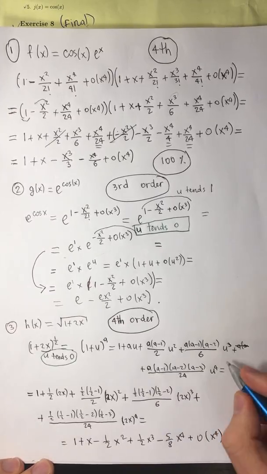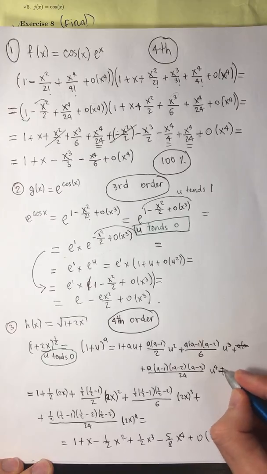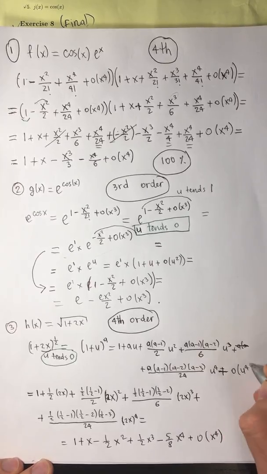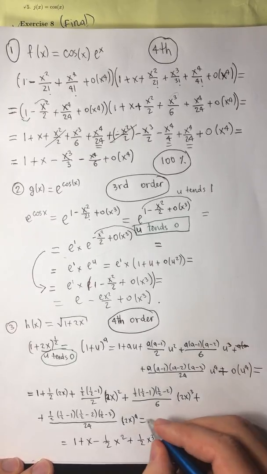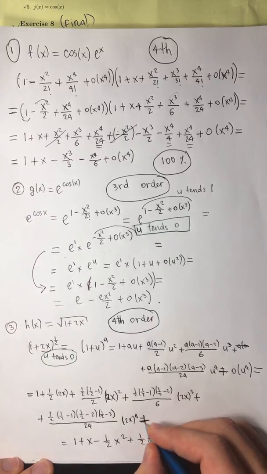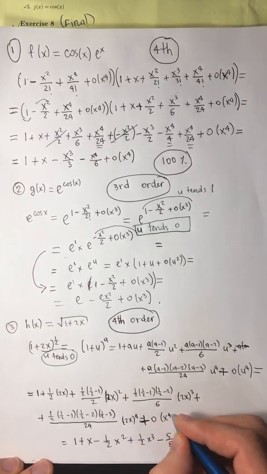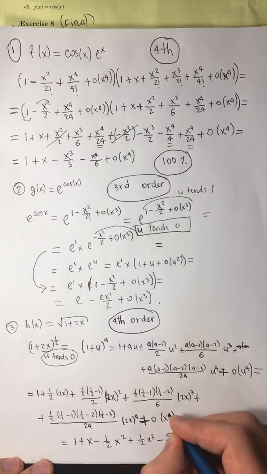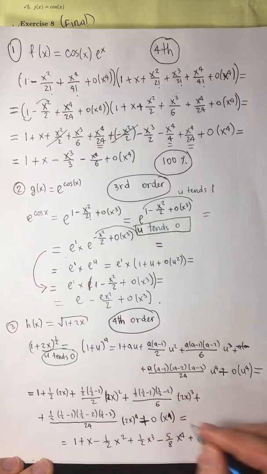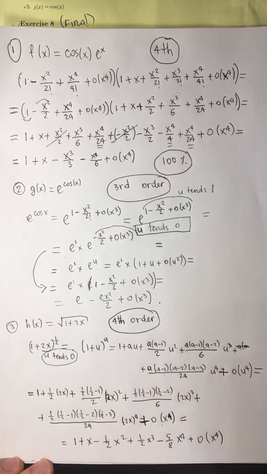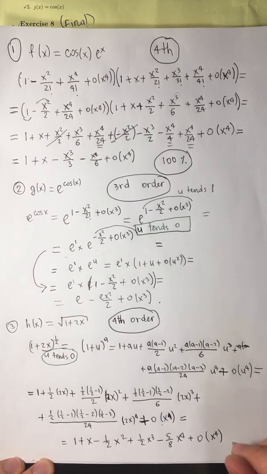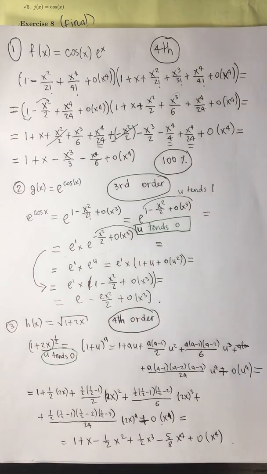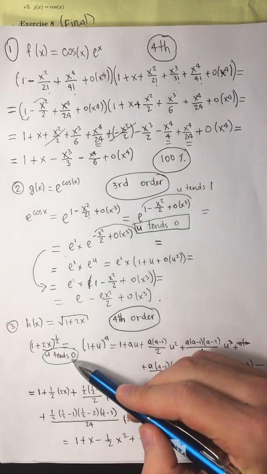Oh my god, I forgot one thing. Plus o(u to the 4) here, equal to, and here plus o(x to the 4). I forgot this one. It's important. If you forget this one, you will lose points. Exactly. But if you're not going to forget this one. Okay, now in this problem, u tends to 0, important.